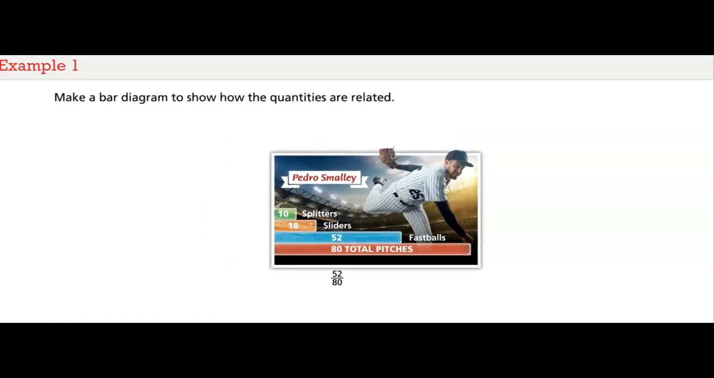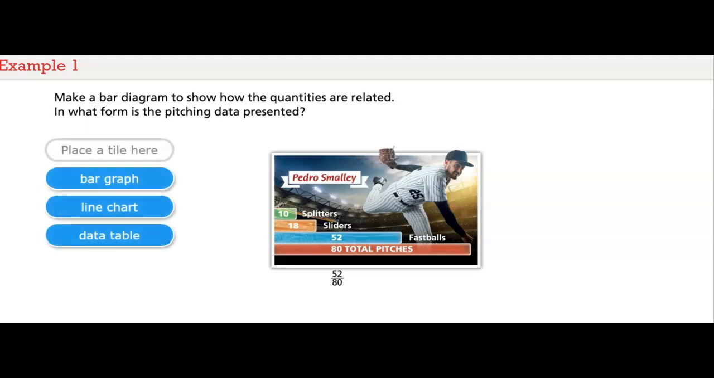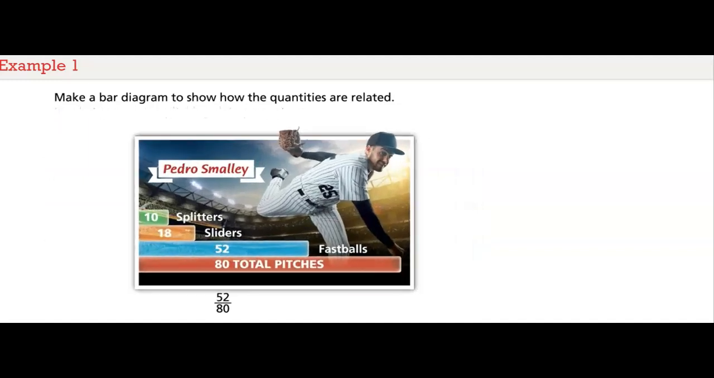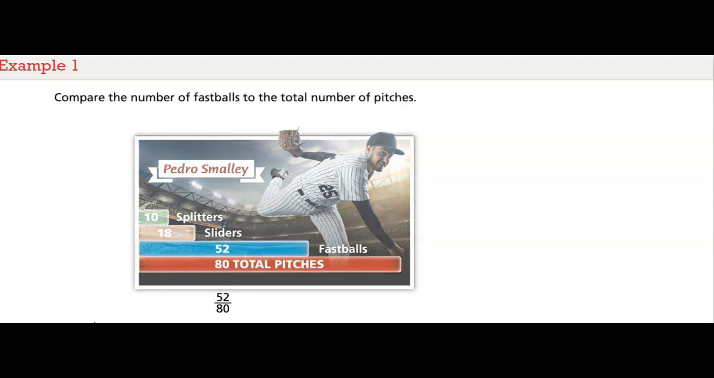How can you write a rational number as a decimal? Let's use a bar diagram to show how the quantities are related. In what form is the pitching data represented? Select your answer. The statistics on the baseball card are displayed in bar graph form with the first 3 bars representing the number of each type of pitch. Our bar chart only needs to compare the number of fastballs to the total number of pitches.